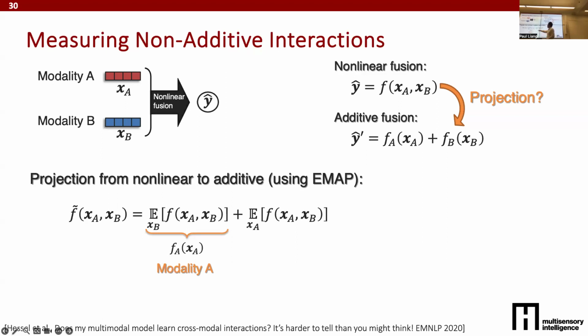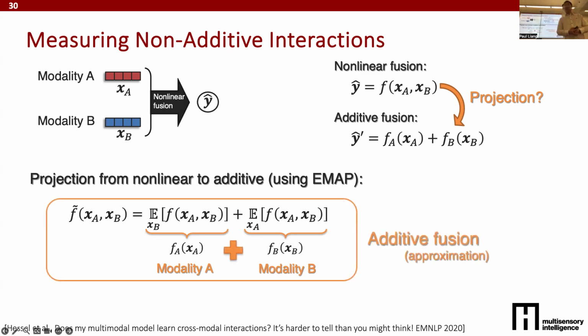Then on the other side, you take the expectation over XA. Give it a bunch of sentences, see what the model does, and take an average over all of those sentences. Now you're averaging the effect of XA away, and it's just a function that depends on XB. This way you can show that this is the nearest projection from complicated models to the simplest additive model, f of A plus f of B.